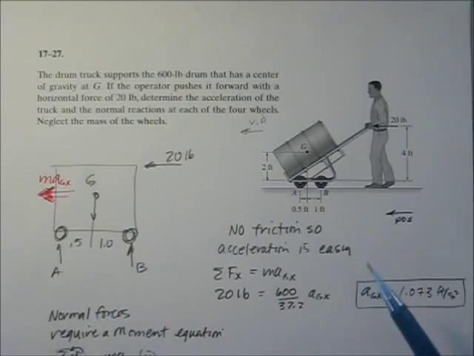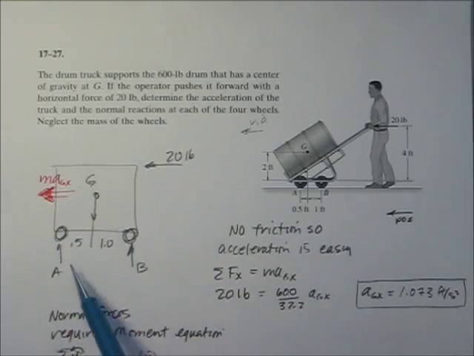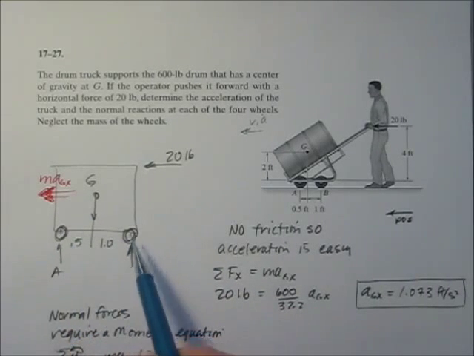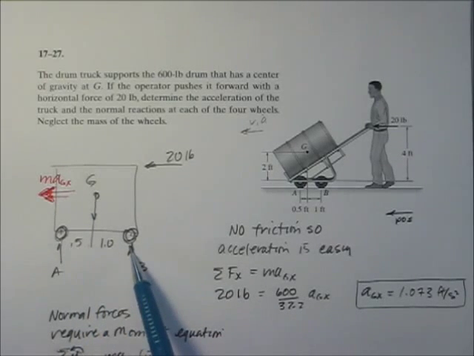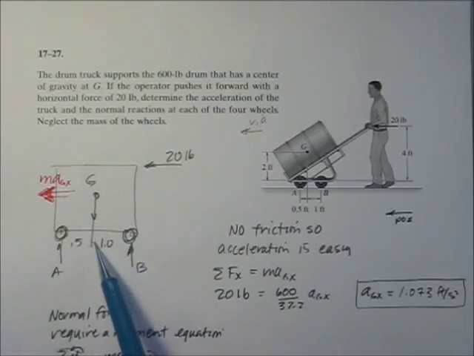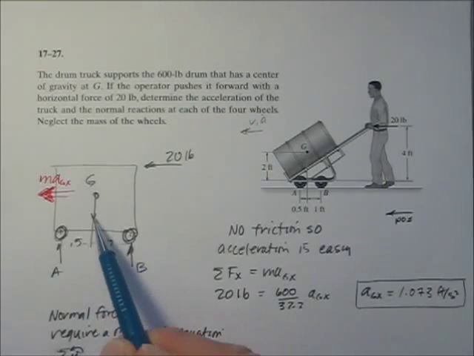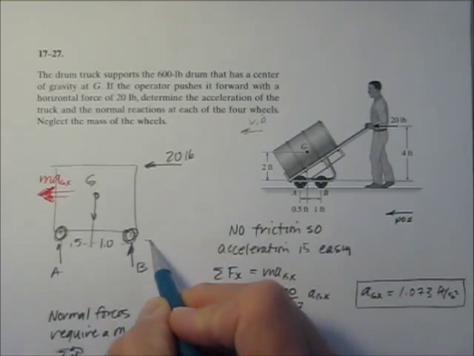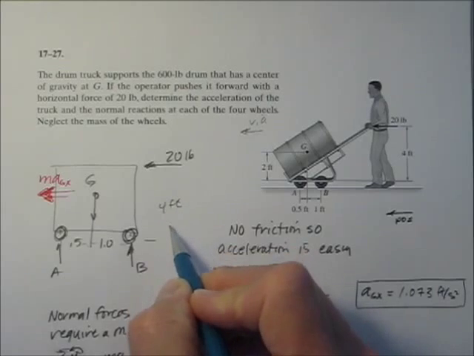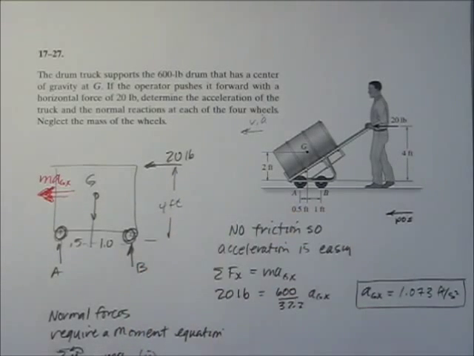If we draw a free body diagram of this thing, I just drew it as a box. We got some wheels here. And we're going to say that there's a normal reaction at A and a normal reaction at B, separated here by 0.5 on this and 1.0 here. And being pushed with a force of 20 pounds there. This is at a distance of 4 feet, which is given here in the picture. All right.